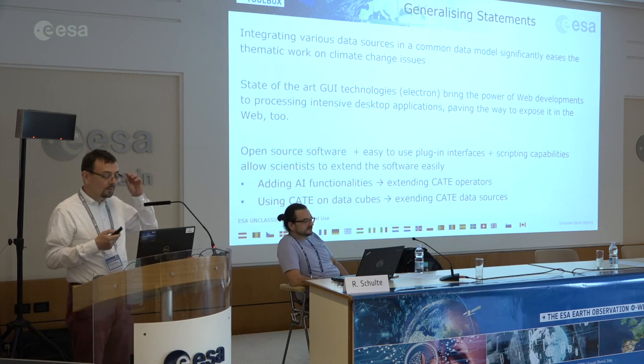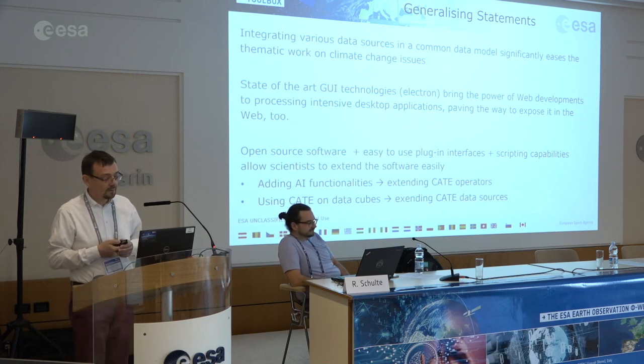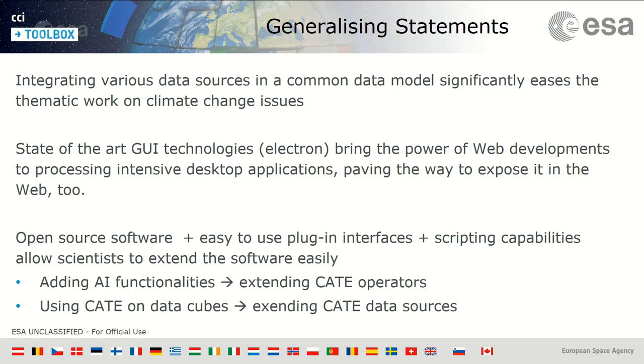So I also thought it might be good to tell a few lessons learned and generalizing statements. Integrating various data sources in a common data model significantly eases the thematic work on climate data issues. The state-of-the-art GUI technologies, as I said, we're using Electron, bring the power of web development to processing intensive desktop application, but also paving the way to expose it in the web. And then open source software and easy to use plugin interfaces, as I explained in the beginning, all these operators are plugins and users can write it themselves and just drop it into the right directory. And the scripting capabilities allow scientists to easily extend Kate.